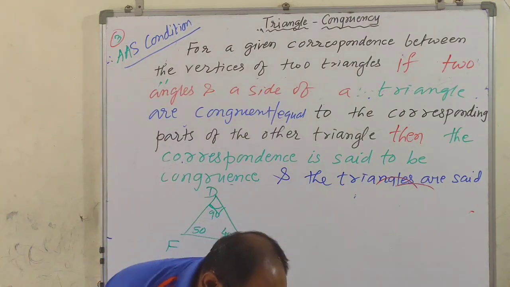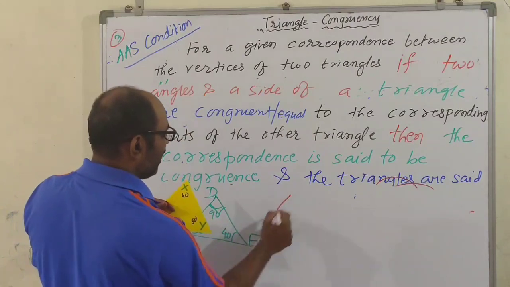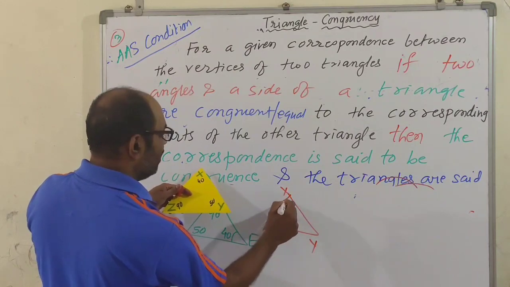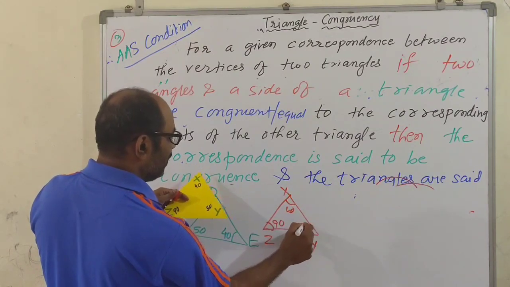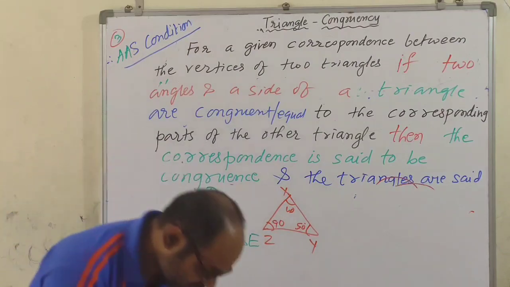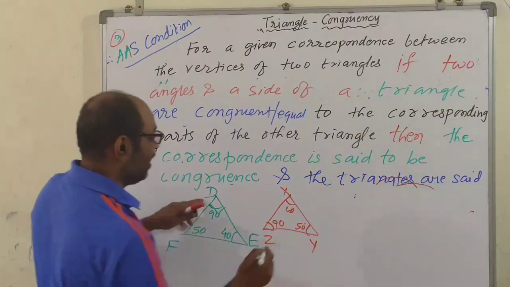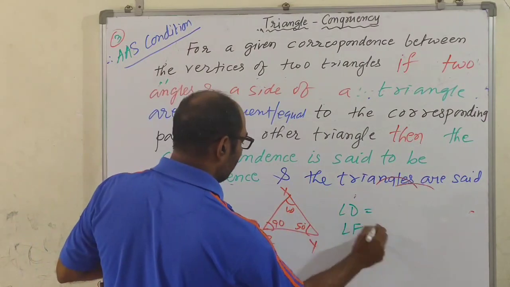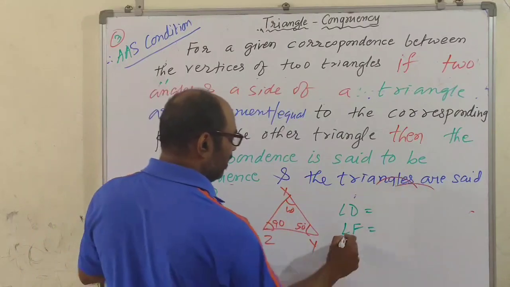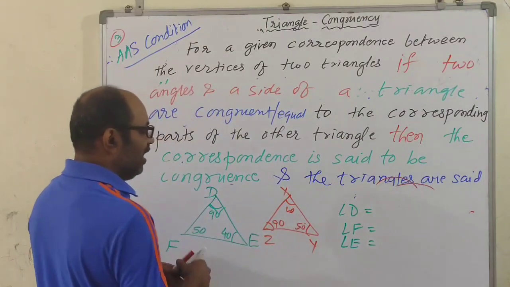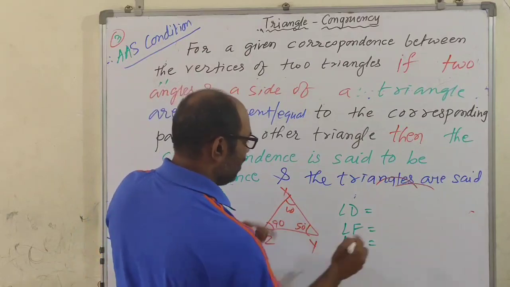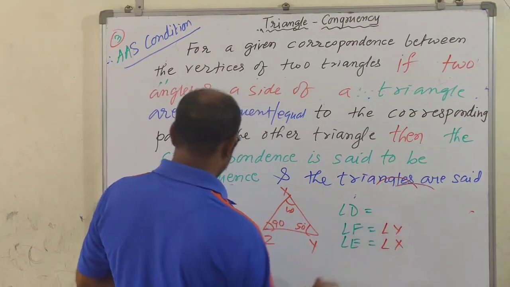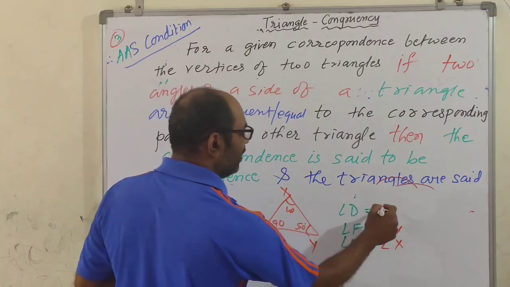All right. There is another triangle XYZ. This is 90 here, this is 40 here, and this is 50 here. All right. Let's go. What do you have? Angle D is equal to angle Z, 90. Angle F is equal to angle Y, 50. And angle E equal to angle X, 40, 40 each. F 50, Y 50. D 90, Z 90.